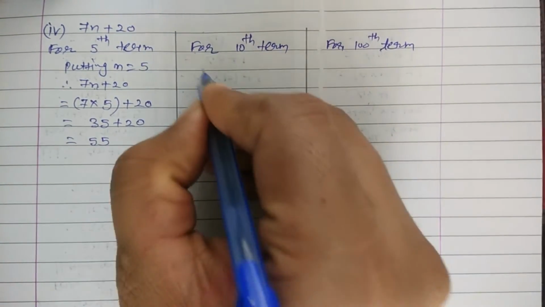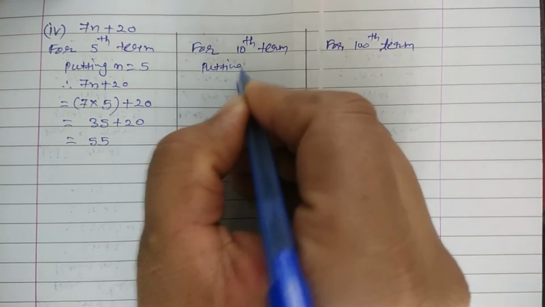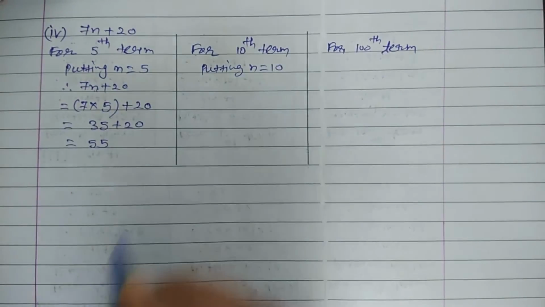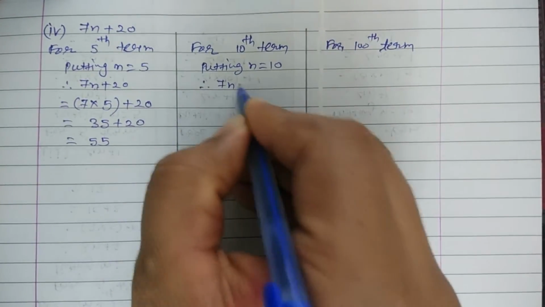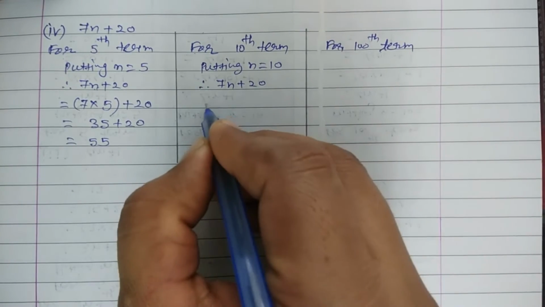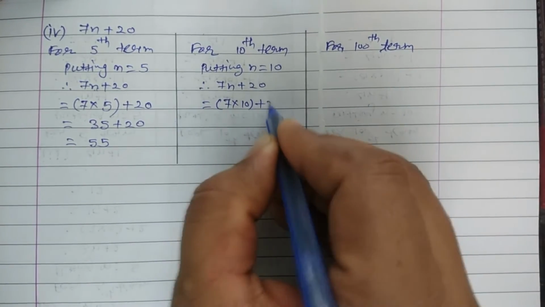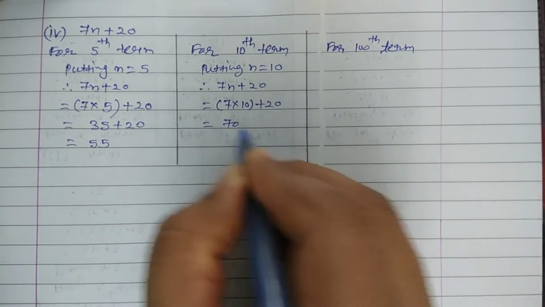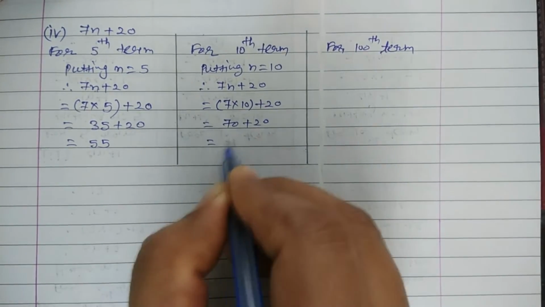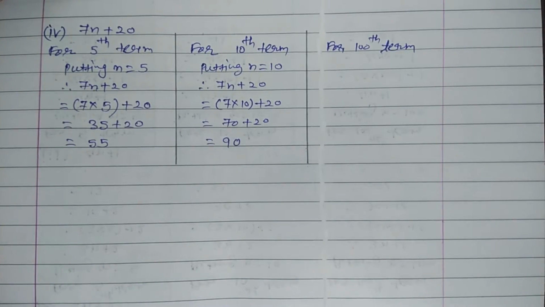Next, for the 10th term, putting n is equal to 10, and therefore expression 7n plus 20 is equal to 7 multiplied by n, that is 10, plus 20. 7 tens are 70 plus 20, that is equal to 90.